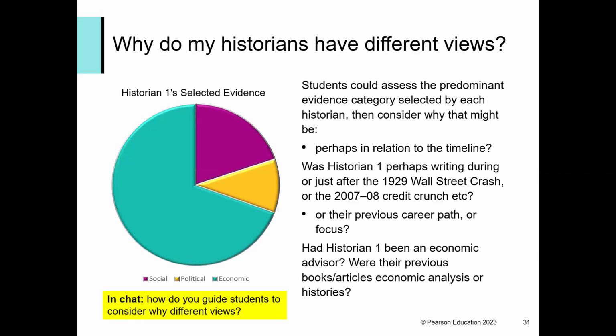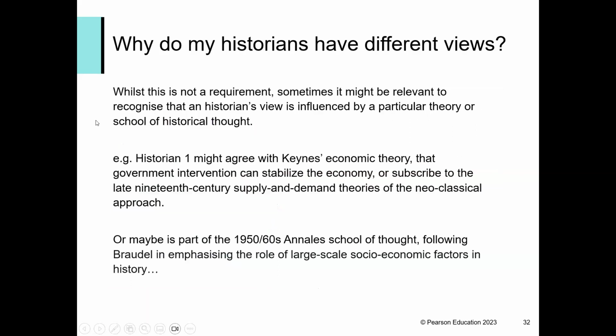So we've looked at timelines, we've looked at thinking about their previous careers, looking at their biographies, looking at their previous written works in order to identify the particular focus or method of the historian. Sometimes it's relevant to think about them being influenced by a particular theory or school of historical thought. For instance, that historian one might agree with Keynes' economic theory that government intervention can stabilize the economy, or subscribe to the late 19th century supply and demand theories of the neoclassical approach, or maybe they're part of the 1950s, 60s Annales school of thought, following Braudel and emphasizing the role of large-scale social economic factors in history.